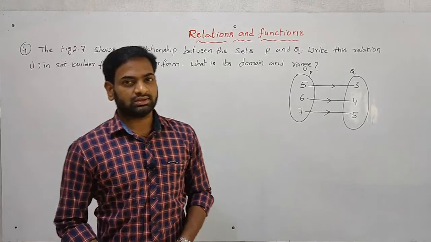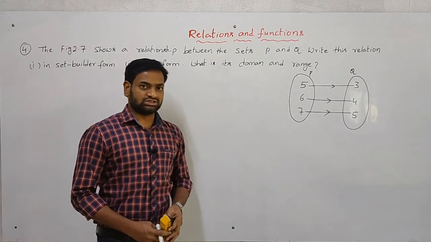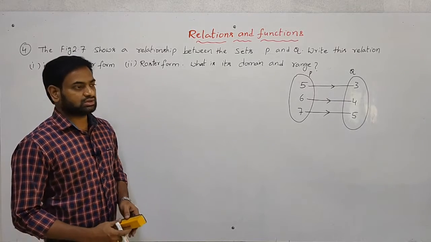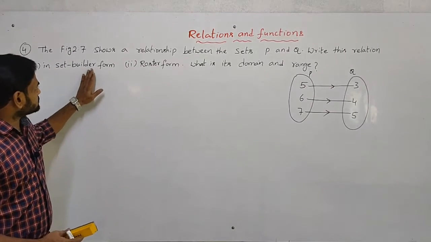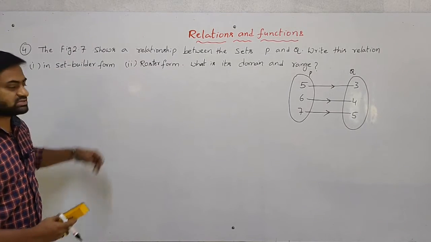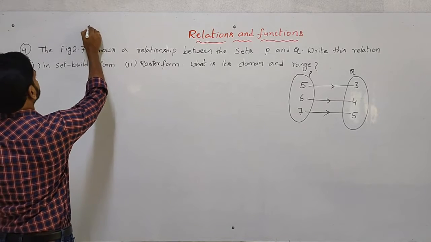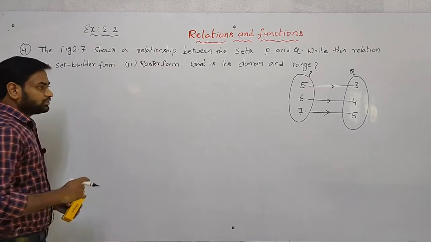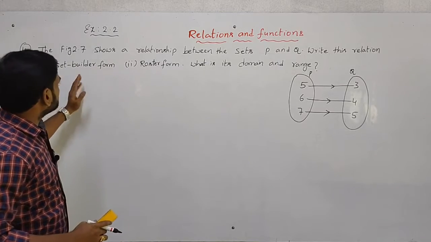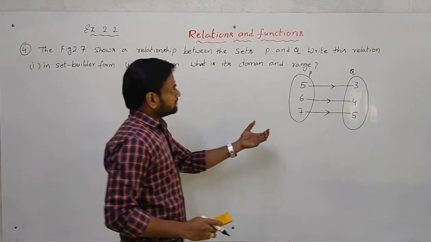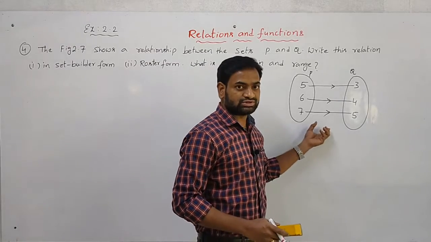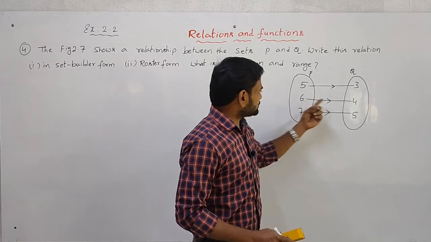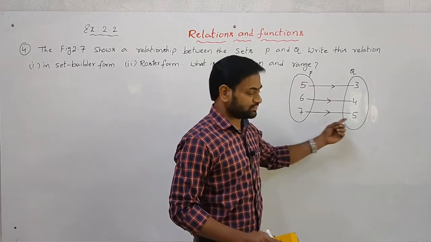Hello students, welcome back to the chapter Relations and Functions. Now see the next problem in exercise 2.2. See the fourth one. In this diagram he gave some mappings, that is 5 to 3, 6 to 4 and 7 to 5.